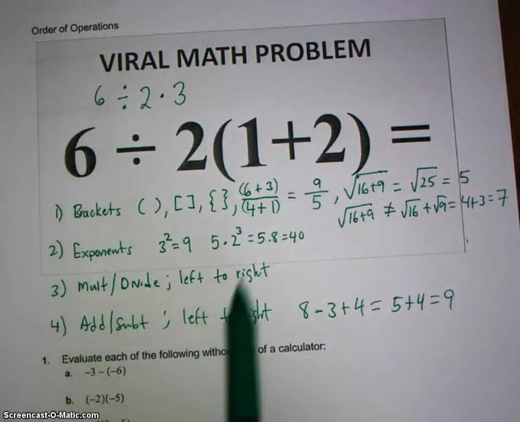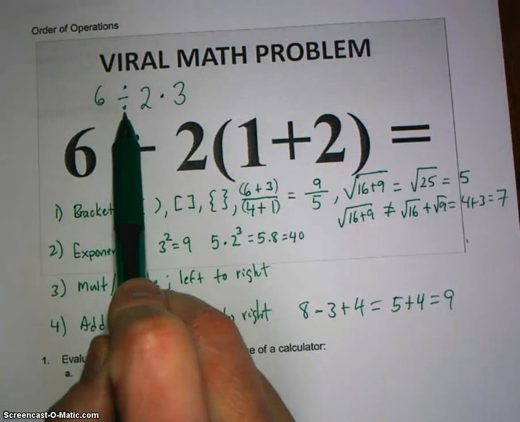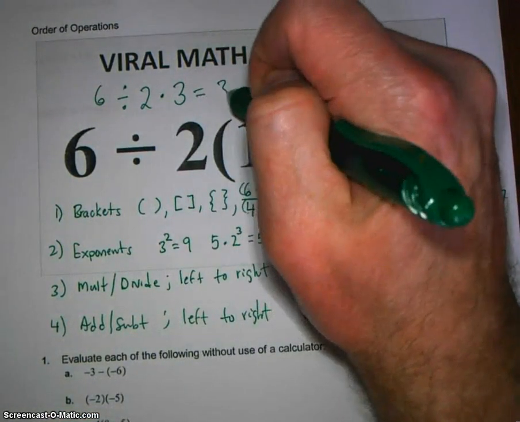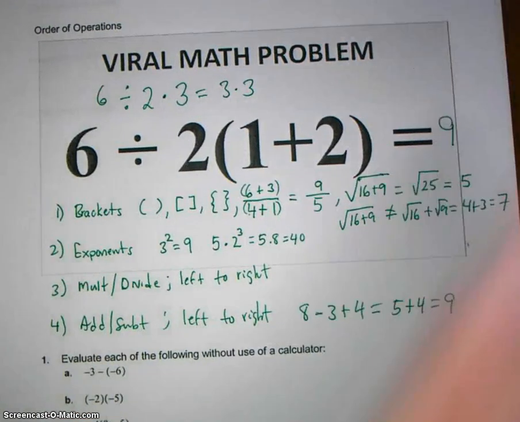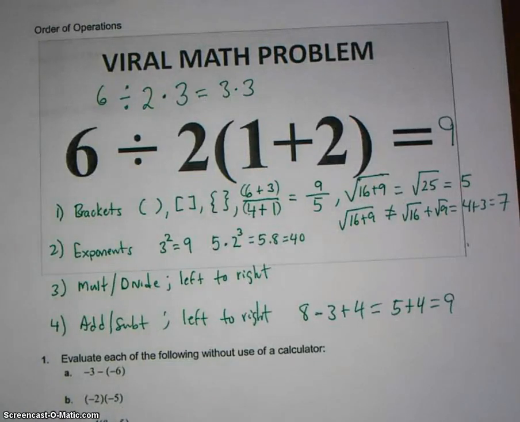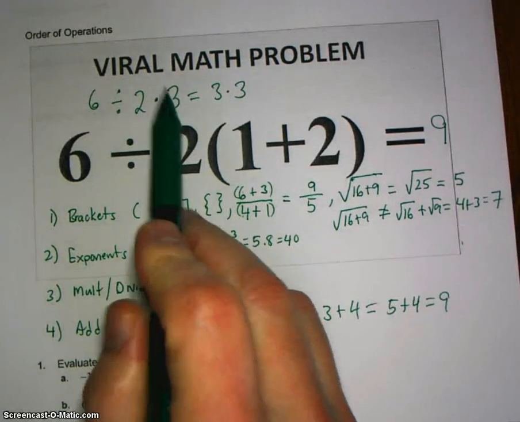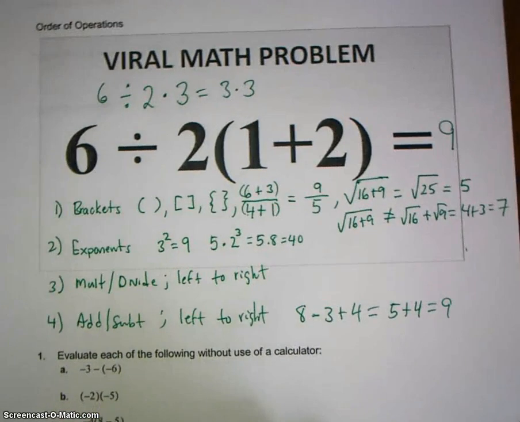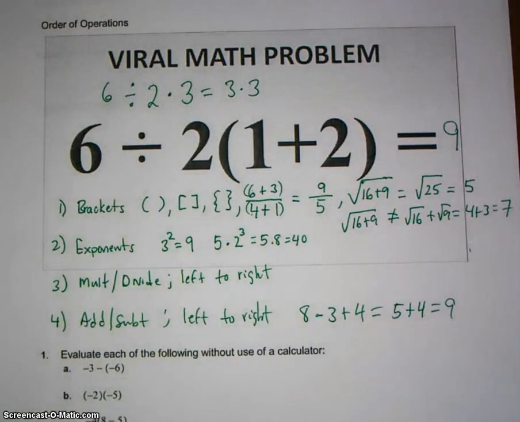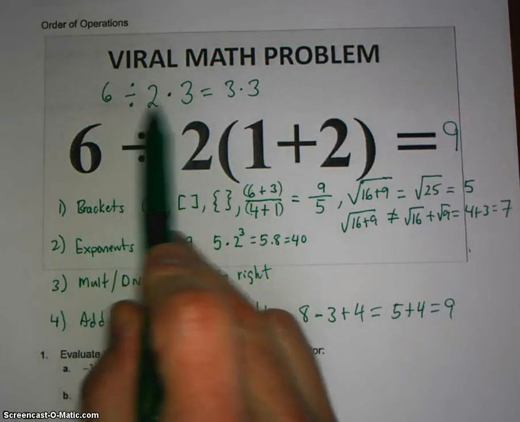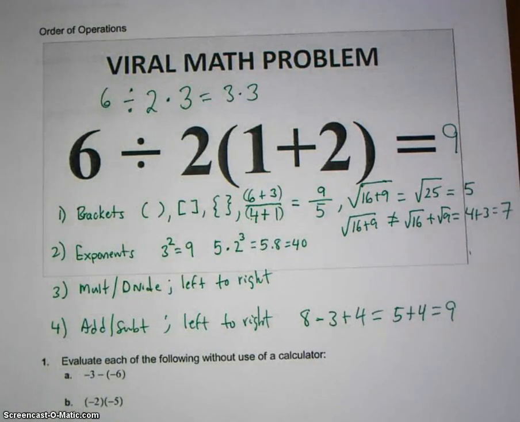Multiply and divide goes left to right. So I should divide first. 6 divided by 2 is 3. So this is 3 times 3, which is 9. And a lot of people will say the answer is 1. And they're incorrect because they will do this multiply first. 2 times 3 is 6, and they'll do 6 divided by 6, which is 1, and that's not correct. All right, so watch out for those. If you ever see any of these viral math problems, that's almost always where the mistake is made, that there's a division and a multiply, and people do the multiply first, and you shouldn't.